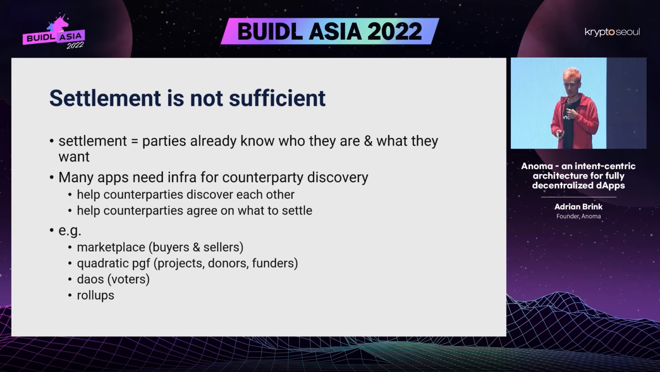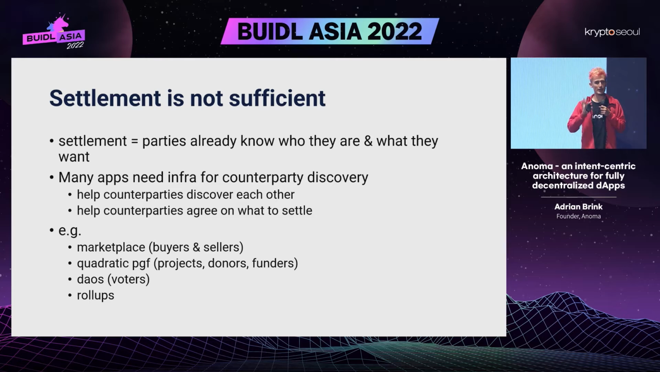We see this in a ton of places. We see this in the marketplaces where you need buyers and sellers. We see this in the quadratic public goods funding where you have project donors and funders. We see this in the DAOs where you have voters that all need to coordinate to then have a resulting state transition being settled. We even see this in rollups, because what is a rollup? Someone signs a message, they send it to a server, that server does some compute, and then the resulting computational output gets settled on chain. This is the same between optimistic rollups or zero knowledge rollups. It's always this model that we fundamentally need somewhere to find counterparties and agree with these counterparties on exactly what to settle.